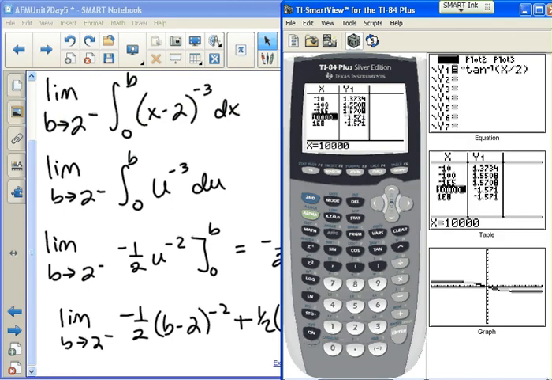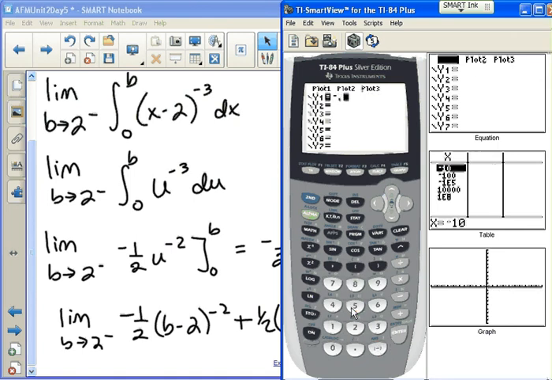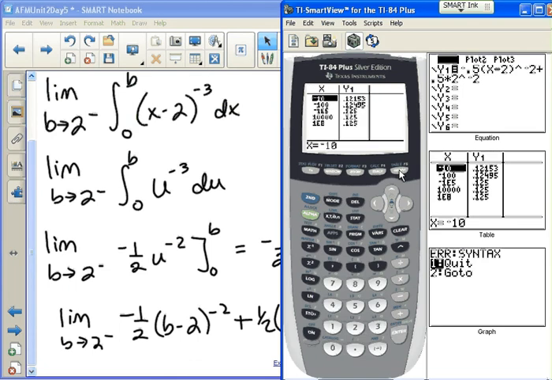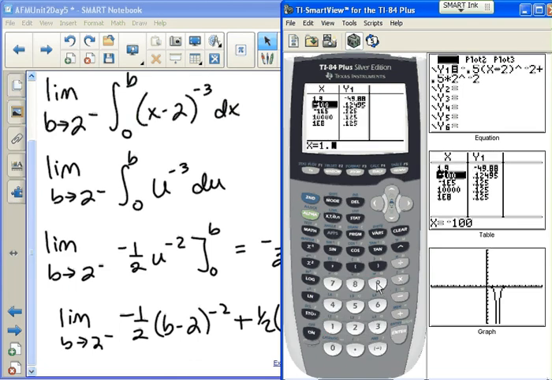Go to our function. We have negative 1/2 x minus 2 to the negative 2 plus 1/2 times 2 to the negative 2. Just double check I've got everything right. Looks like I do. Okay, so remember we're approaching 2 from the left, so we want to plug in things like 1.9 and 1.99 and 1.999.